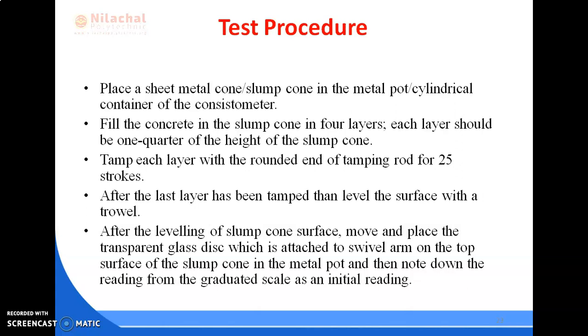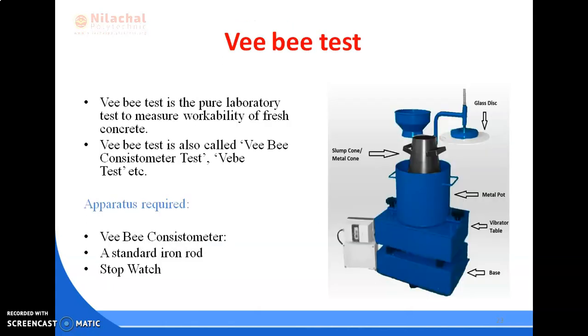The test consists in molding a fresh concrete cone in a cylindrical container mounted on a vibrating table. The cylinder has a diameter of 300 mm and height of 200 mm, and a cone of height 300 mm, base diameter 200 mm, top diameter 100 mm. The mold is as shown here: this is the cone, like the slump cone with the same dimensions, and this is the cylinder, this is the base which is fixed.